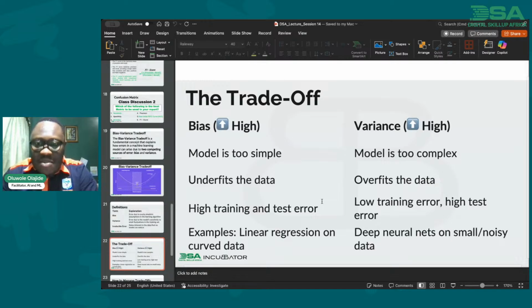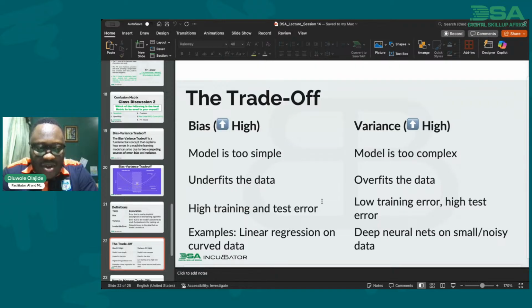So I told us about the trade-off. What do you trade off? For bias, don't let your model be too simple. For variance, don't let it be too complex. If it's too simple, you get underfitting of the data, with high training and test error. If too complex, it overfits the data, and you get low training error and high test error.